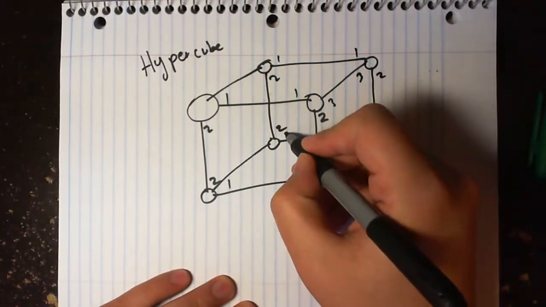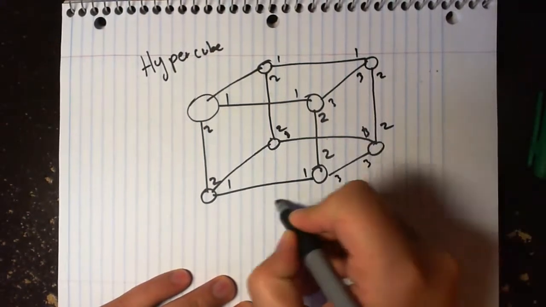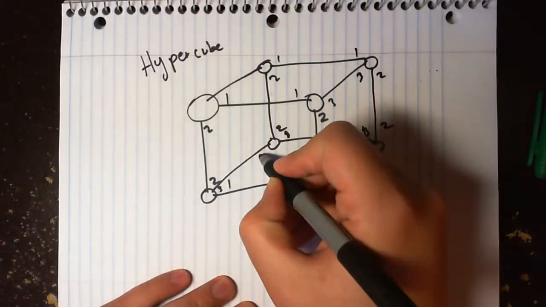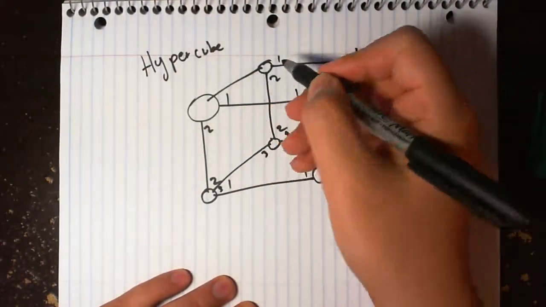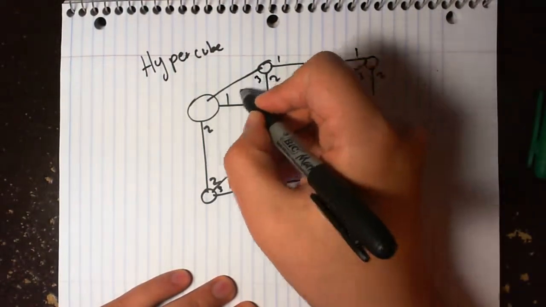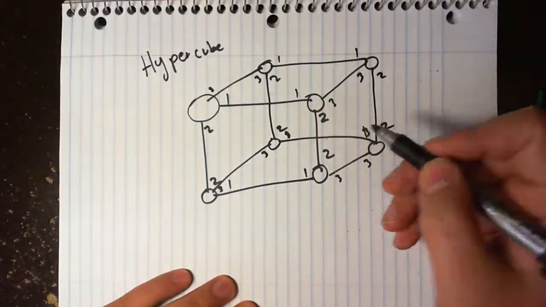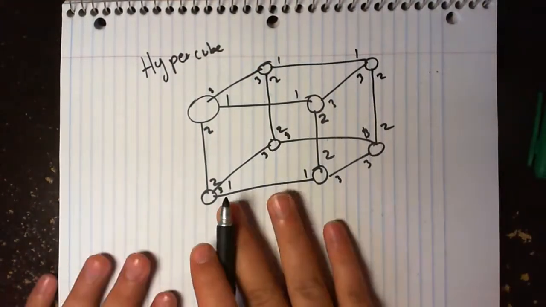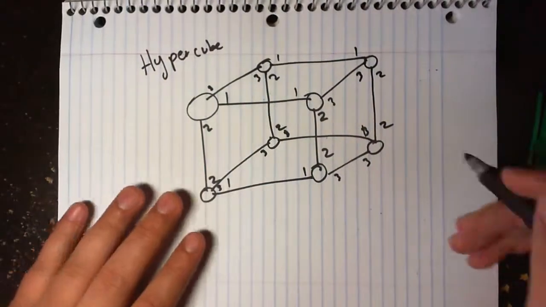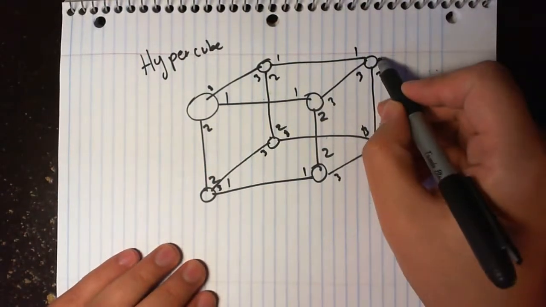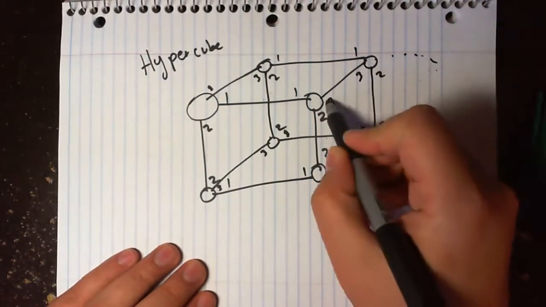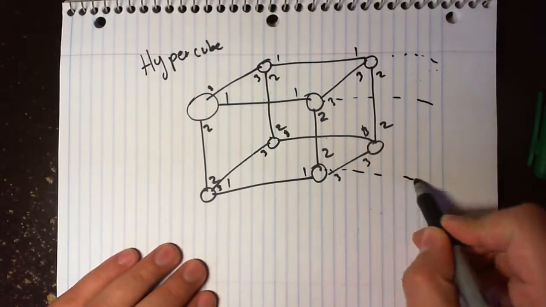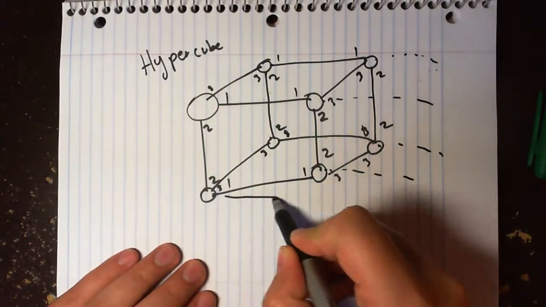Sorry, this is 1 and 1. This becomes 3 and 3. This 3 here and 3 here. We have 3 here, 3 here. Okay, and you can imagine this just duplicating further. Just duplicate this entire cube, and you have connections from each one of these nodes to its image.